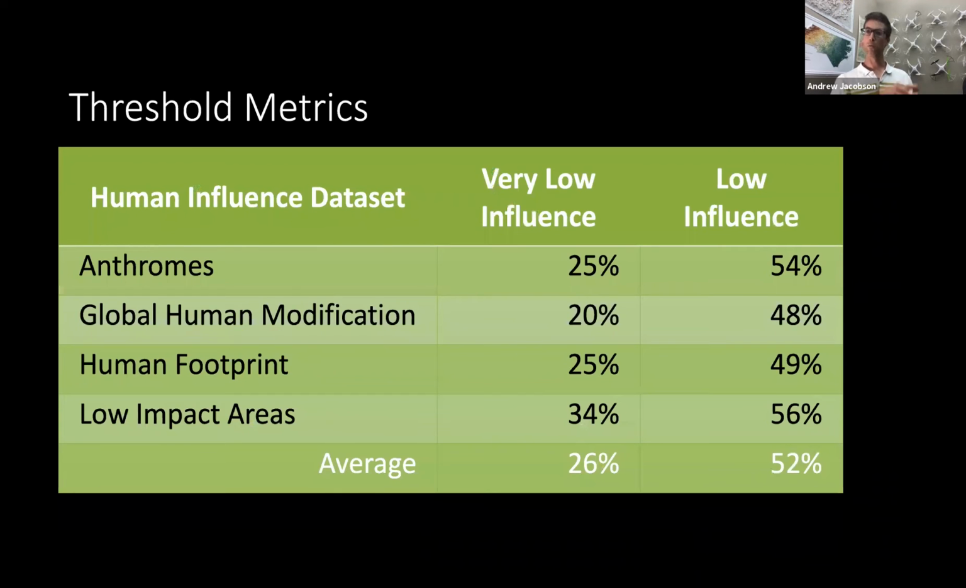Okay, so those are these four data sets. Now, importantly, each of those data sets had internal or inherent thresholds at which they divided themselves. There was a lower division, this lowest quartile roughly, that said these are areas that are basically wilderness areas, with very low human influence. And then there was another threshold that said these are areas where there's relatively little human influence.